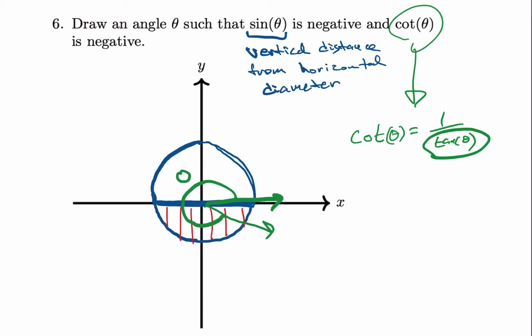So we happen to have a similar answer as the previous one, but the way in which we went about it is a little different because we're dealing with two different types of trig functions. We want tangent to be negative because in order for cotangent to be negative, tangent has to be negative. 1 over a negative will give us a negative number. So again, this is just one answer. As long as you draw any angle in the fourth quadrant, that will be a correct answer. Same thing for number 5 as well.